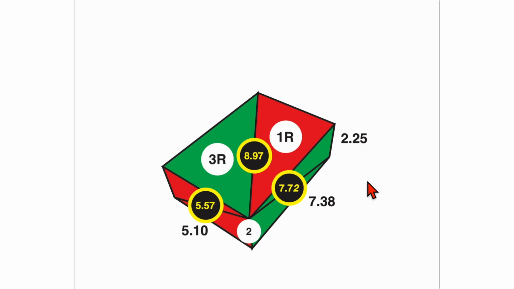There's a net for each base with the 3rd dimension drawn as the height of the pyramid. So this is pyramid 2 right here. It is 5 10/100ths by 7 38/100ths, with a height of 2 25/100ths.